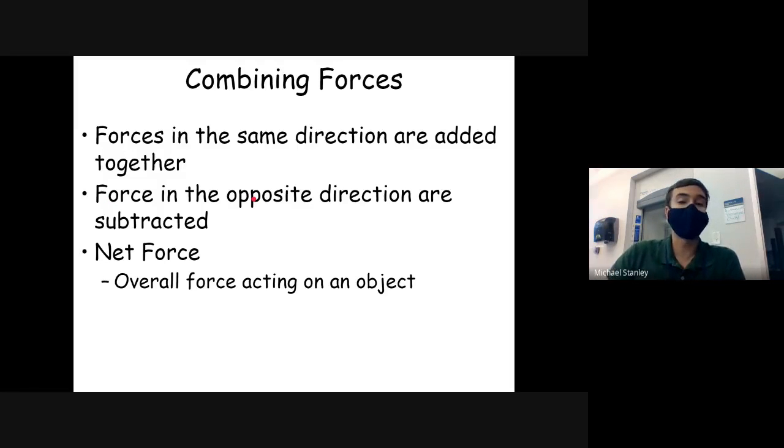So a lot of times when you're dealing with objects, there is not just one single force acting on them. There might be lots of different forces in lots of different directions. And so the way that scientists figure out the total force, acceleration and direction an object is going to go is by combining forces together. The simplest way to think about this is that forces in the same direction are added together, and forces in the opposite direction are subtracted. So you add up all the forces that are pushing an object one way, and you subtract all the forces pulling in the opposite direction. When you do that, you get something called the net force. The net force is the overall force acting on an object.